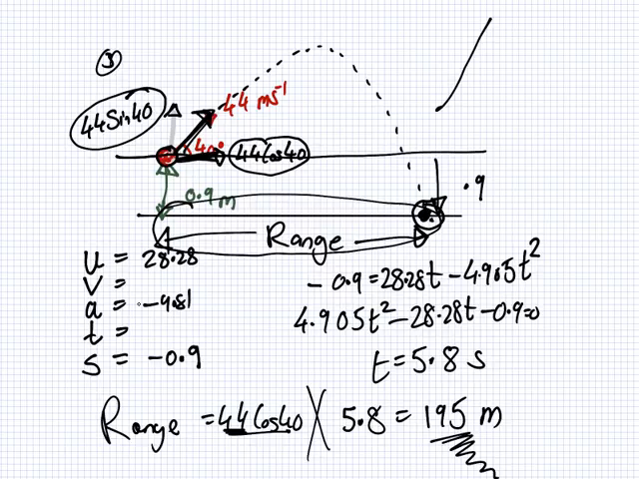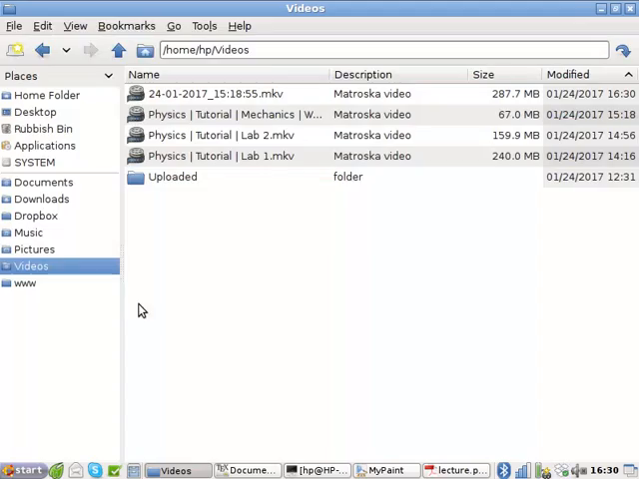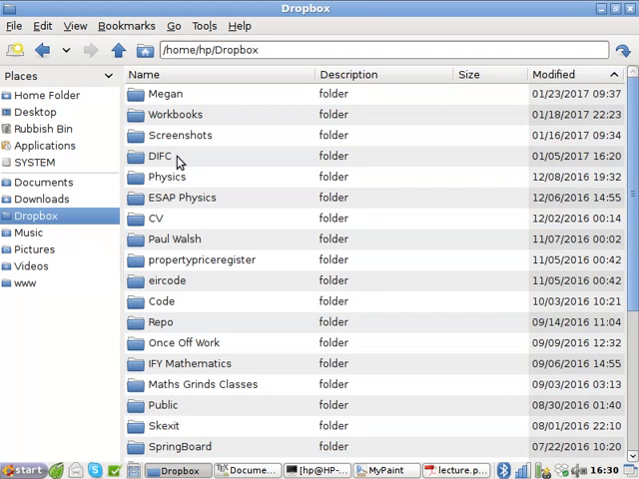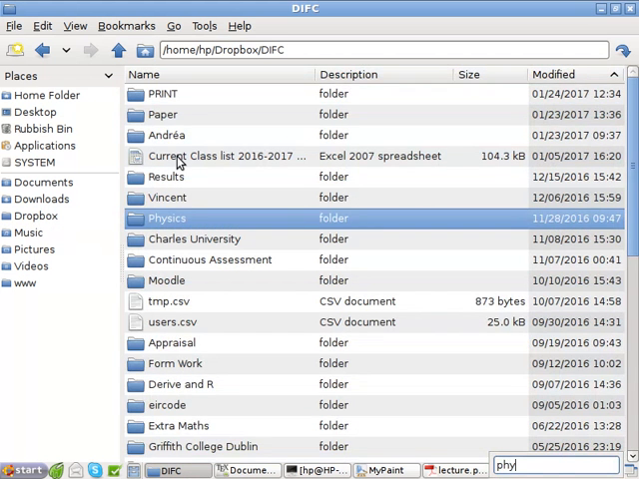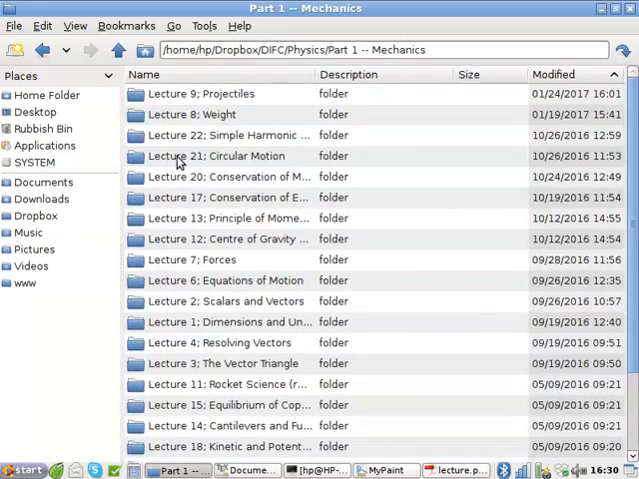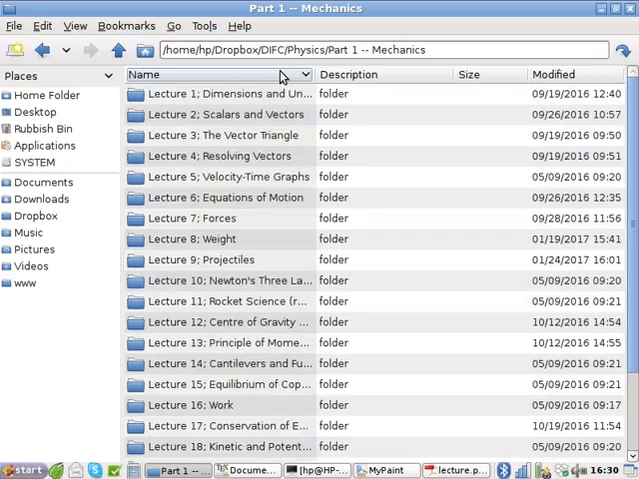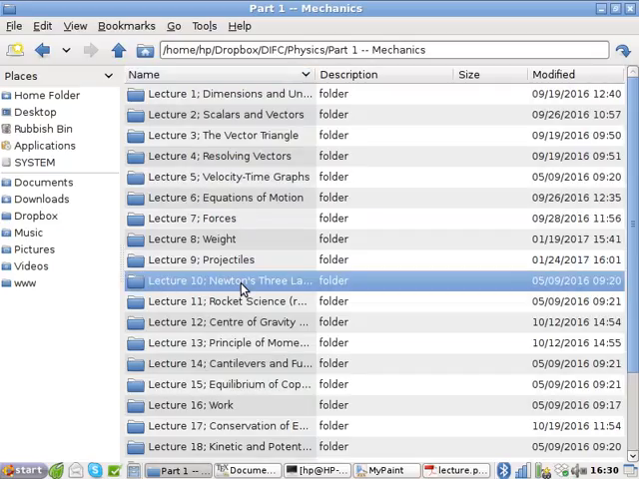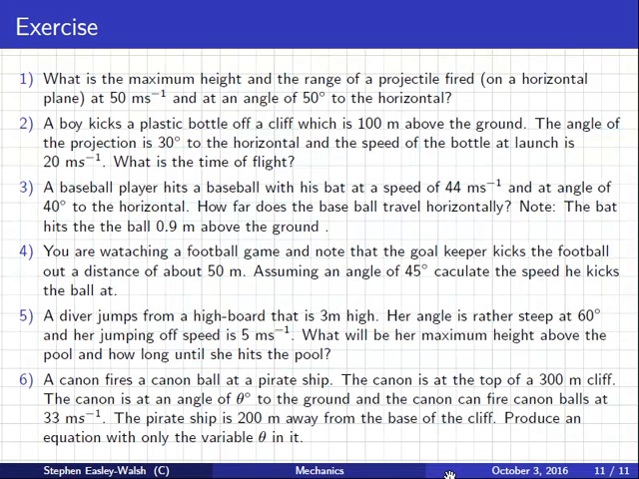What's our next topic after projectiles? Let's have a look. After projectiles is Newton's three laws. Aren't we doing them already? We've only done one of his laws. Oh, F equals ma. Okay, try number 4.